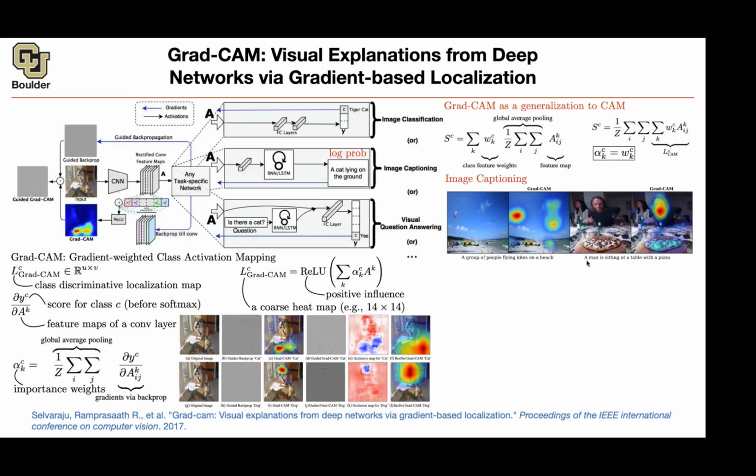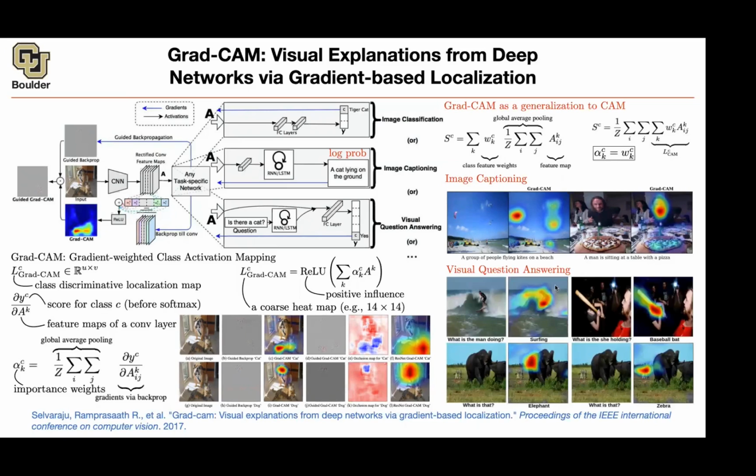If your underlying caption is a man is sitting at the table with a pizza, then your network is going to focus more on the man, and it's going to focus on the pizza as well. You can do visual question answering.